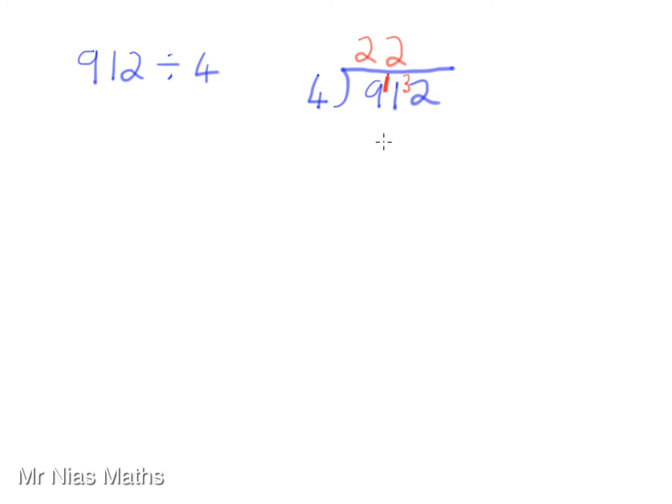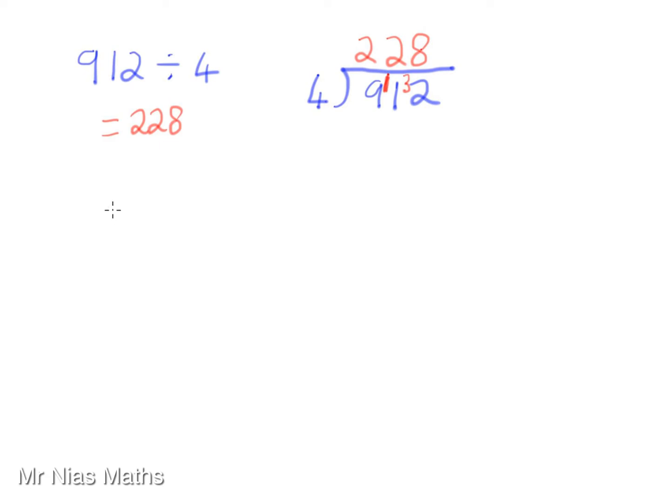Now I need to say how many whole 4s I can fit into 32. Well, that would be 8. Have I got a remainder? No. 4 8s are 32. No remainder. So the answer to this sum is 228.